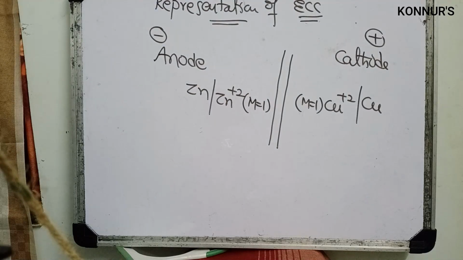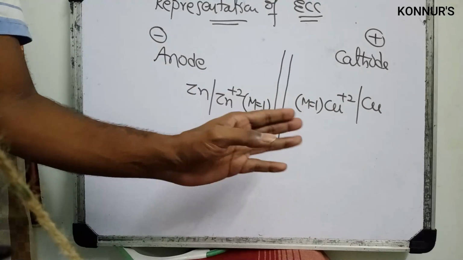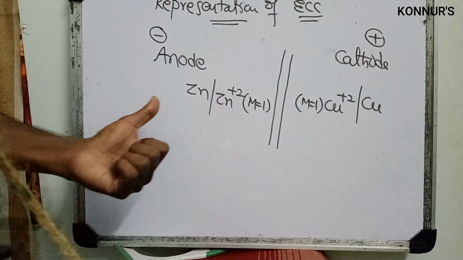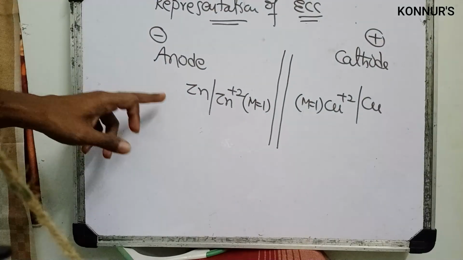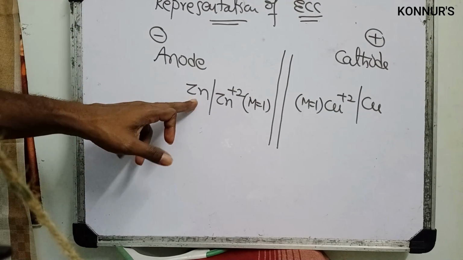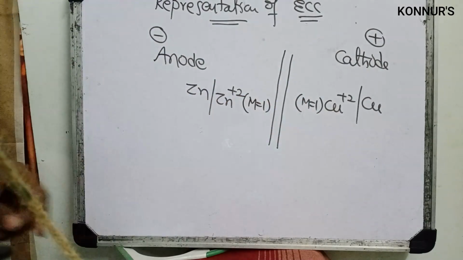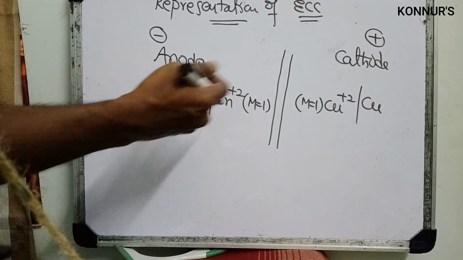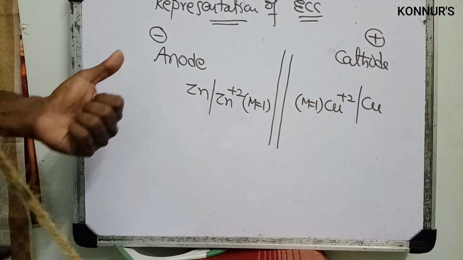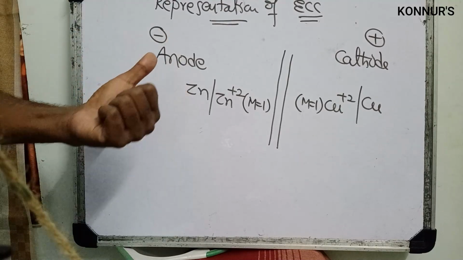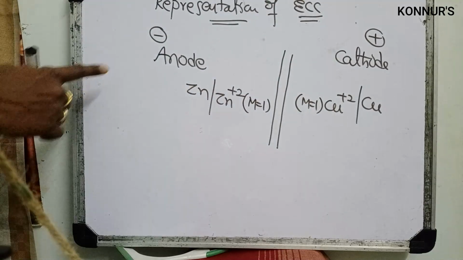If you remember our shortcut, in that the left one is written on the left side, the right one directly on the right side. So zinc is on the left side, and copper is on the right side, you write that down. In the shortcut, left one is anode, right side is cathode. So anode, what happens?